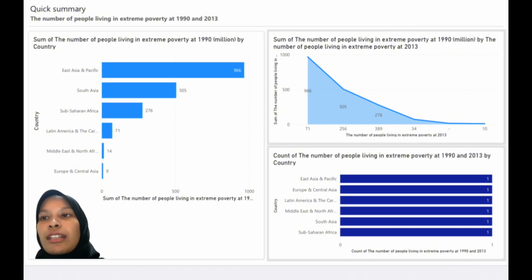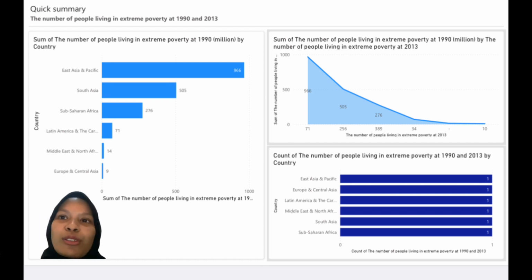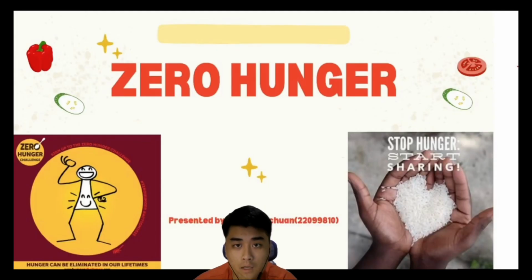As you can see, only in two regions is the number of people living in extreme poverty decreasing, which are Europe and Central Asia and Sub-Saharan Africa. And then the other regions, like East Asia and Pacific, Latin America and the Caribbean, Middle East and North Africa, and South Asia, are increasing. But overall, the number of people around the world is actually decreasing from 1990 to 2030.